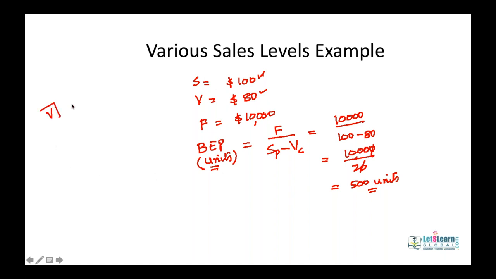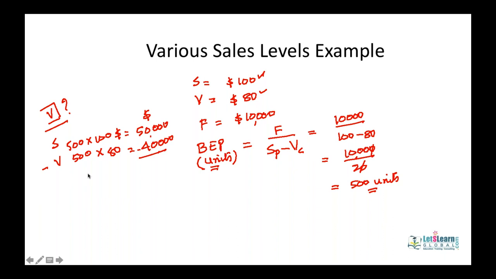Let's see the verification, whether it's right or not. Okay, sales. How many units are you selling? 500 units. 500 units times $100 per unit is going to be $50,000. Variable cost. 500 units, each unit costing $80, that is $40,000. Sales minus variable cost gives us contribution, $10,000. Minus fixed cost, $10,000. No profit, no loss. So you now know that if I sell 500 units, there will be no profit, no loss.